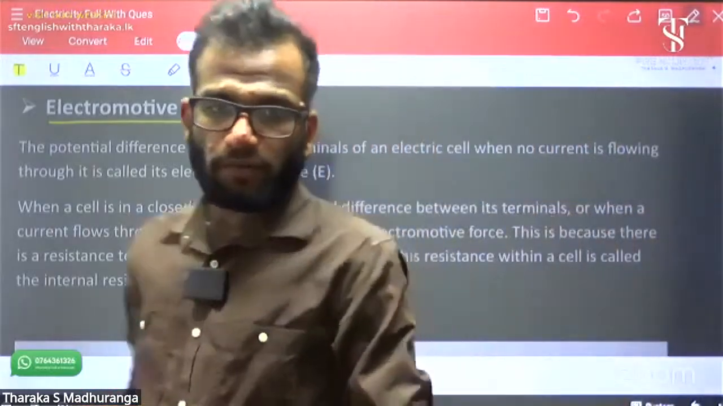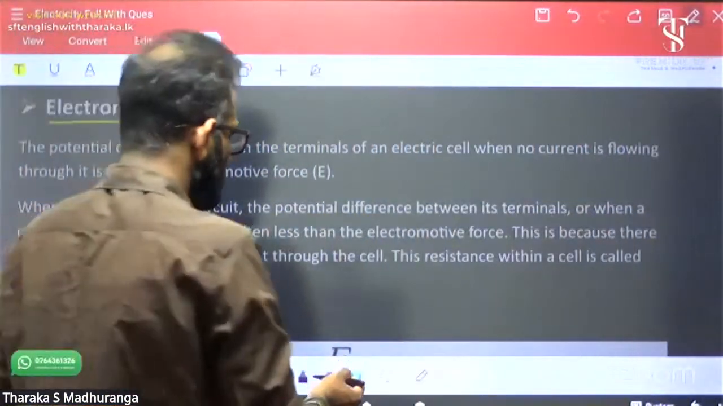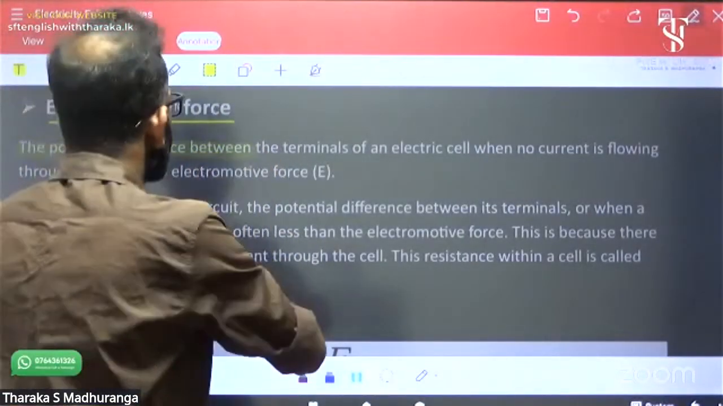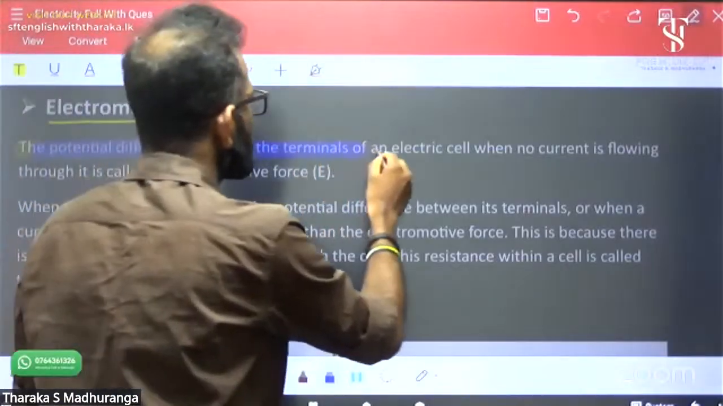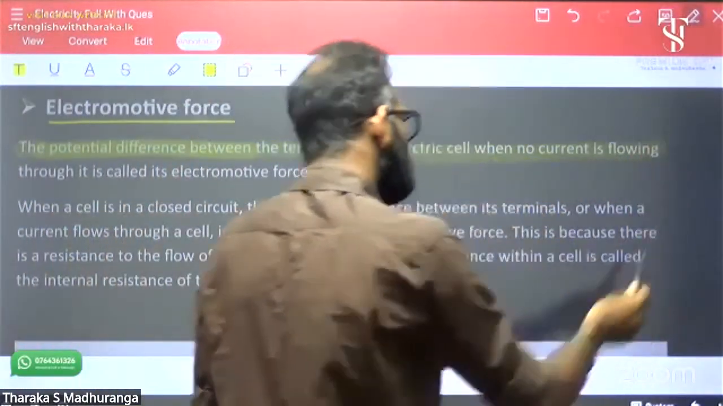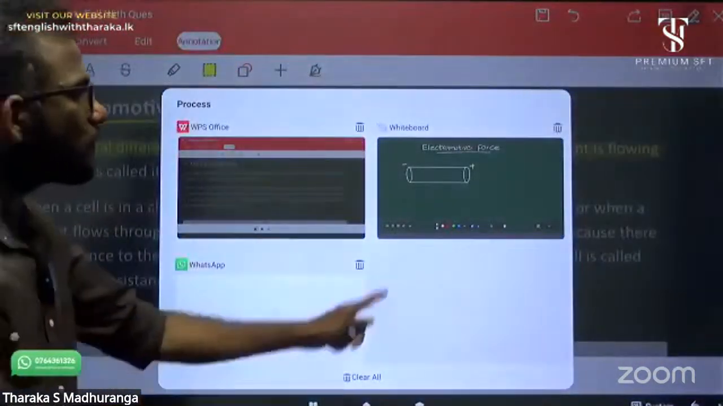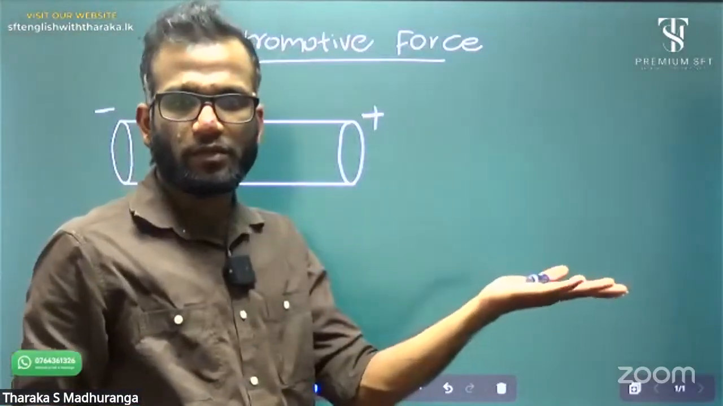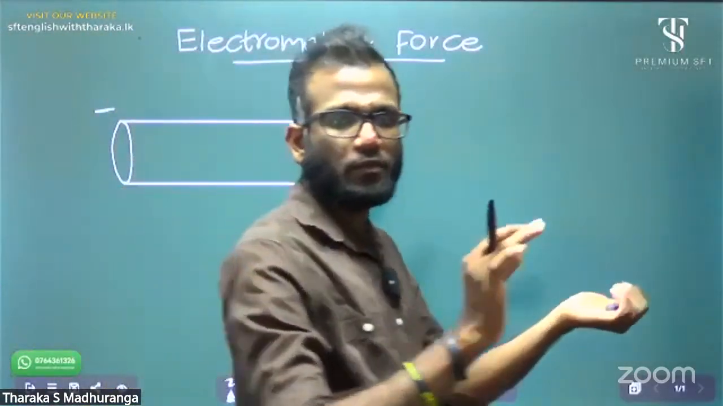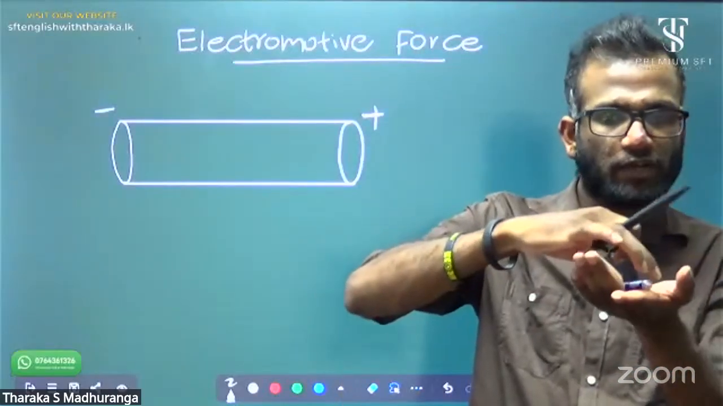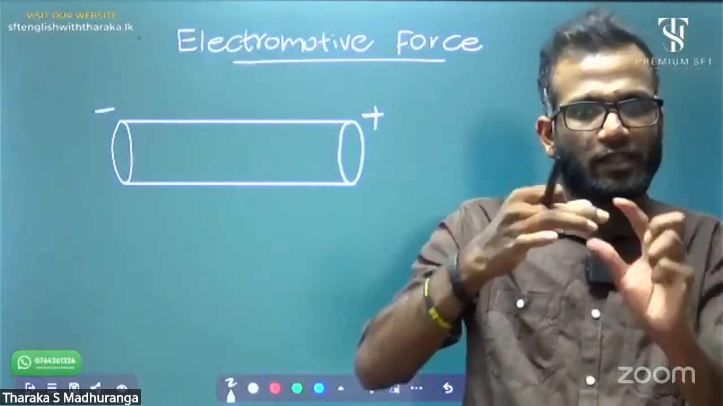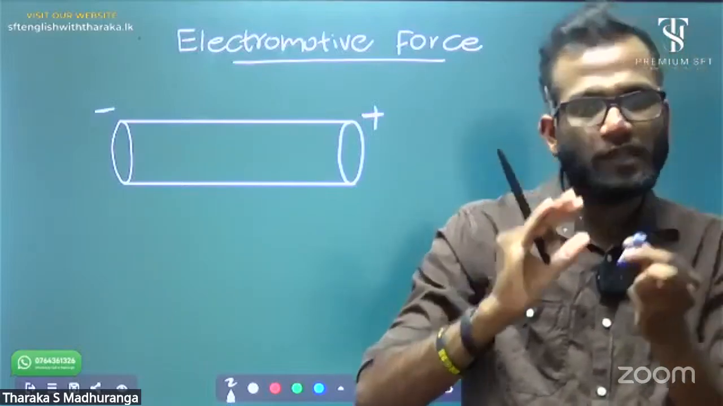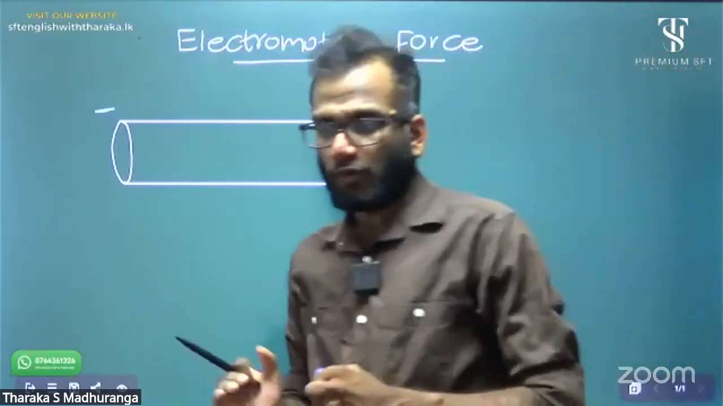When current is flowing, and when no current is flowing. What is the meaning of this? The potential difference between the terminals of any battery when no current is flowing. No current flowing means at this stage, before connecting to a circuit. The potential difference means voltage, right? Simply, the voltage of any battery before it is connected to a circuit, that we call the electromotive force.